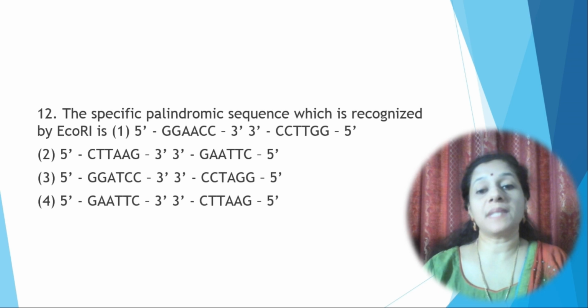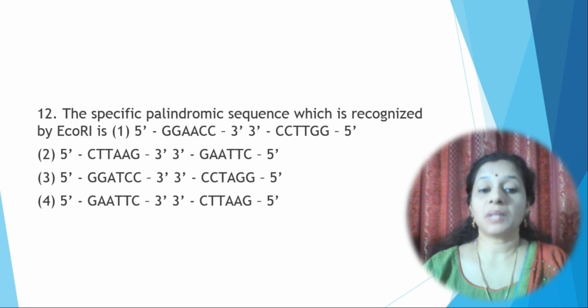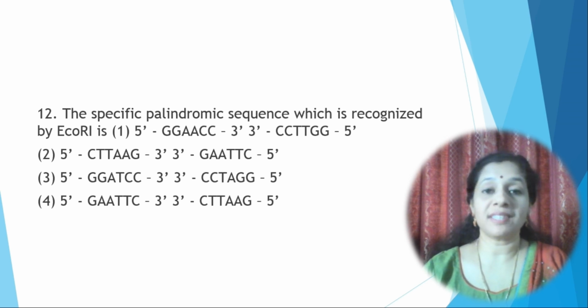The specific palindrome sequence which is recognized by EcoRI. We know palindrome means what? They are reading the same on both sides. But in case of DNA strands, how is it palindrome? 5' to 3' when you read, it should be the same. And for Escherichia coli, it is highly specific, GAATTC, 5' to 3'. So option 4 is the correct answer. 3' to 5' it is CTTAAG. But that also if you read from 5' to 3', it will be GAATTC. So option 4 is the correct answer.